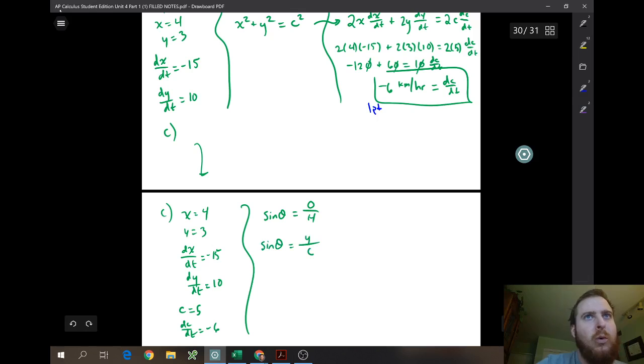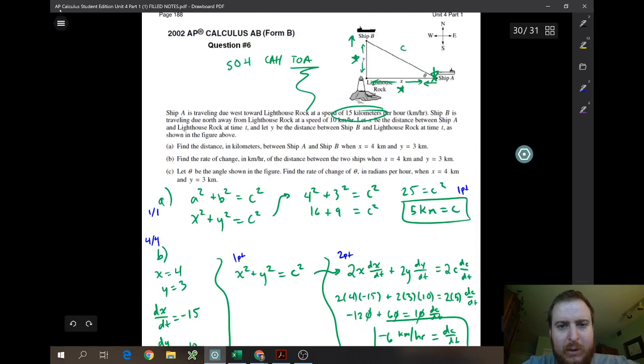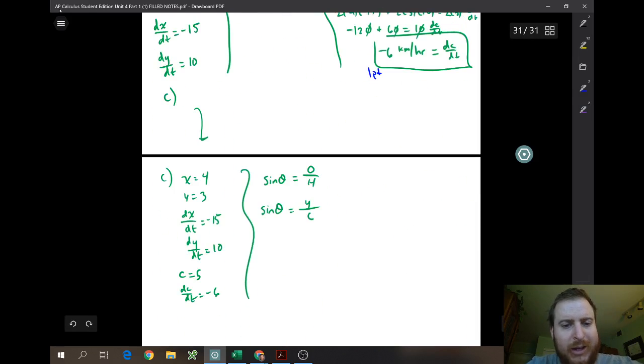Now we do need to put y over c. And this is what made this question harder. We cannot plug in c as 5, and we cannot plug in y as 3. And the reason we can't plug any of those in is that they're all changing. Ship A is changing, ship B is changing, so the c is changing as well. So all three of those are changing, and this makes this question a little bit tougher than normal.